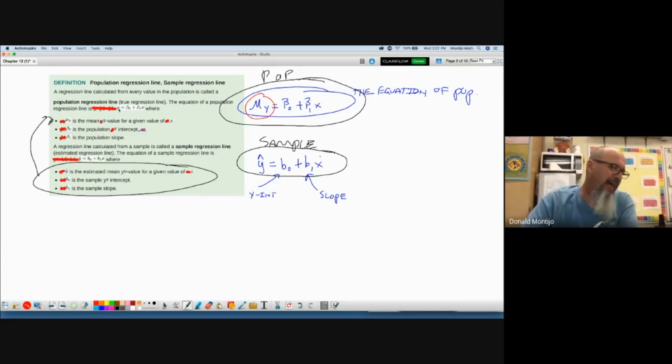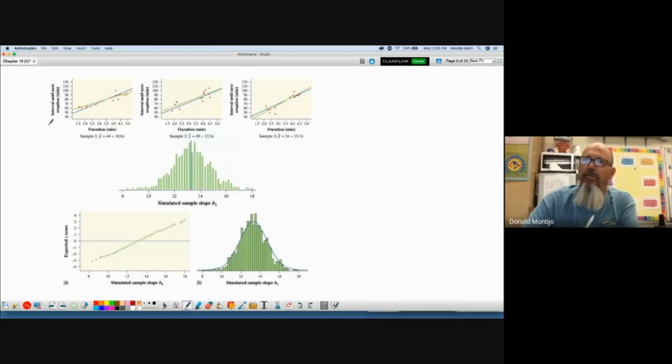Let's take a look at some graphs that might help simplify what it is that we're trying to do. So this is all from an example where they wanted to see if they could predict the interval until the next eruption if they knew how long the previous eruption was. So they looked at Old Faithful and they gathered data on the eruptions of this geyser at Yellowstone National Park. Could I make a prediction for when the next one's going to happen if I know how long the last one was? So they're using the duration as their explanatory variable, and they're using the interval until the next eruption as their response variable. So does the duration of this eruption of Old Faithful predict when the next one will happen? That's what they were trying to do.